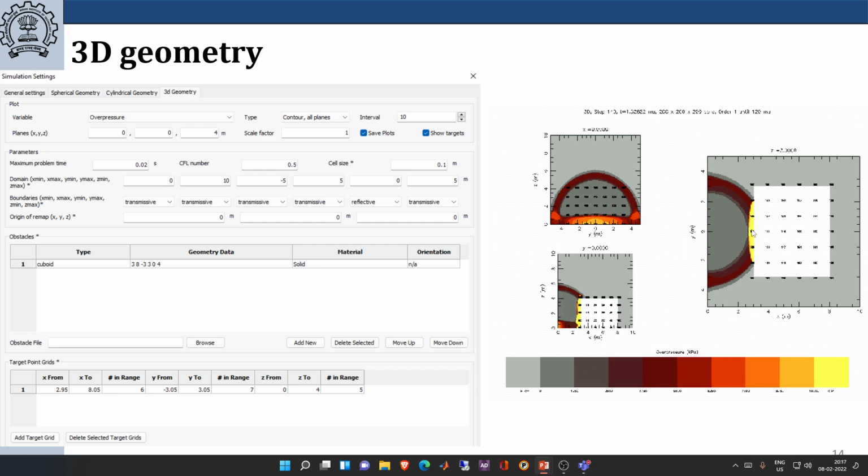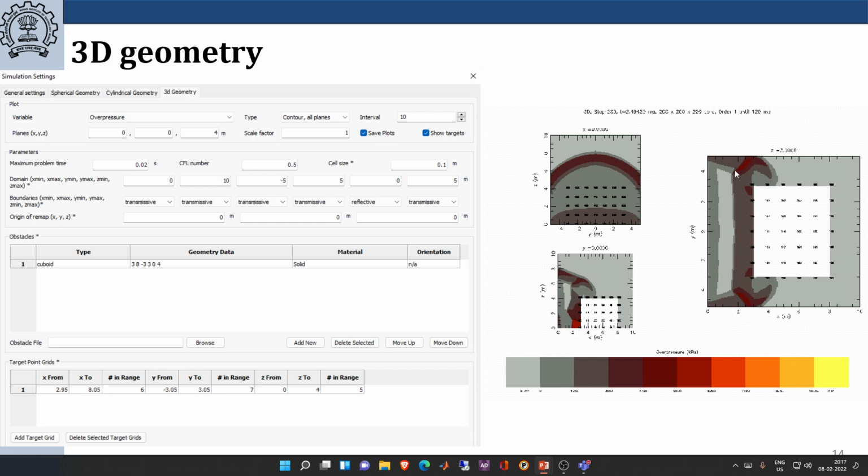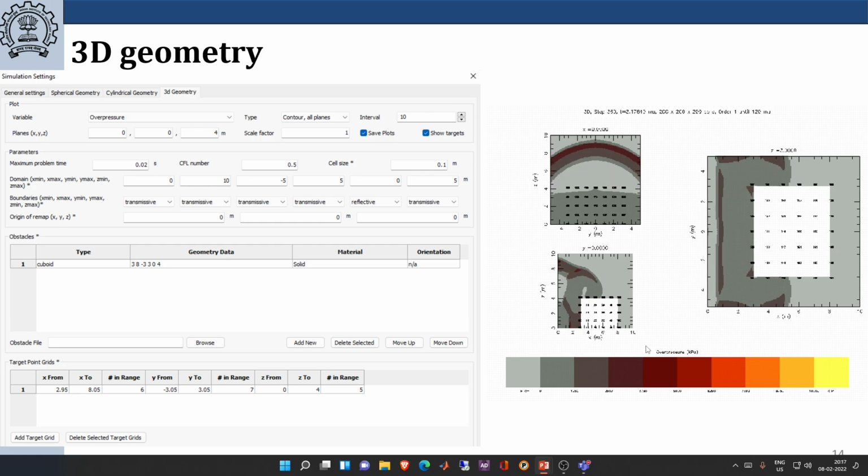But there is a side effect also. As the shock wave expands, the pressure ranges also decrease. Then you have to again reduce your scale factor to see the range properly, or else it will only be showing the gray scale. It won't be showing other pressure histories. So you should be careful.